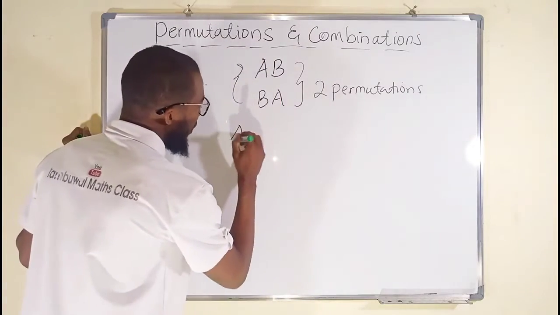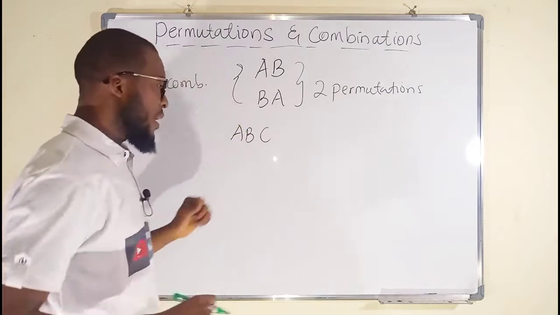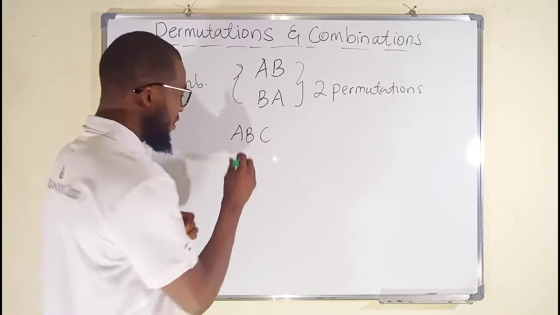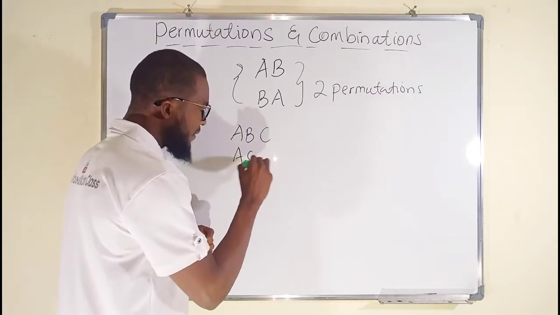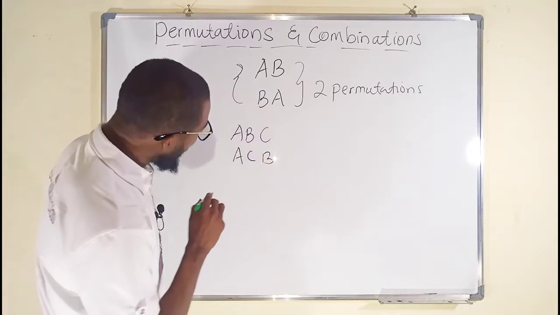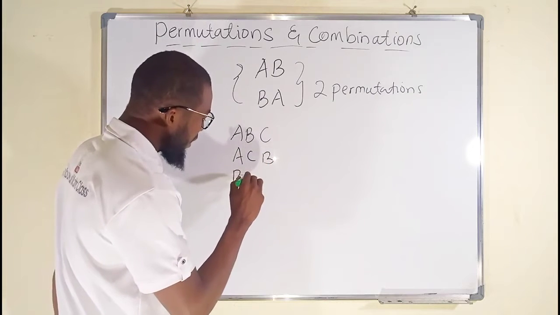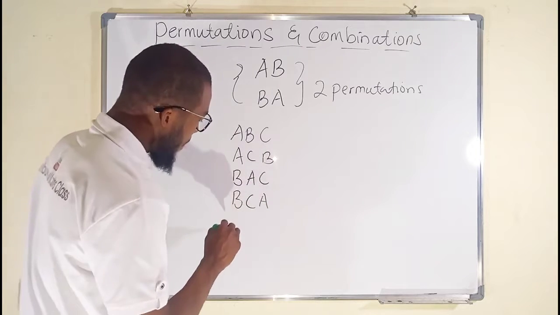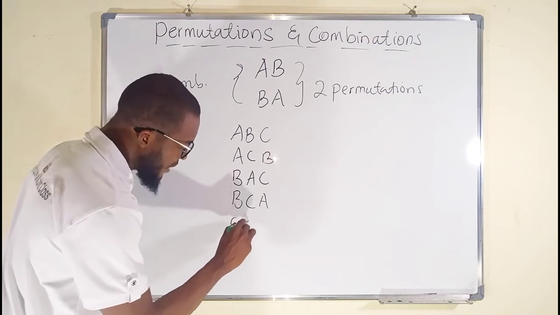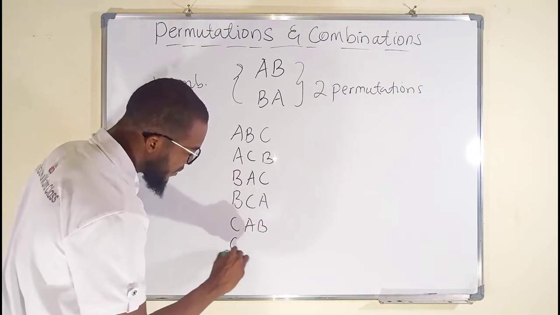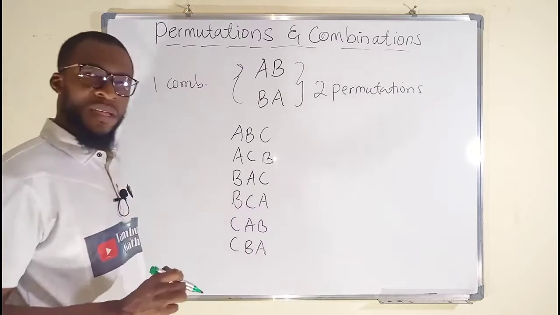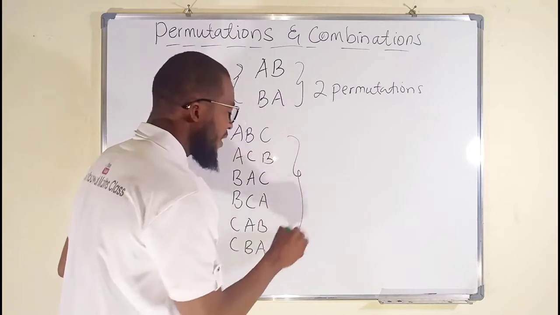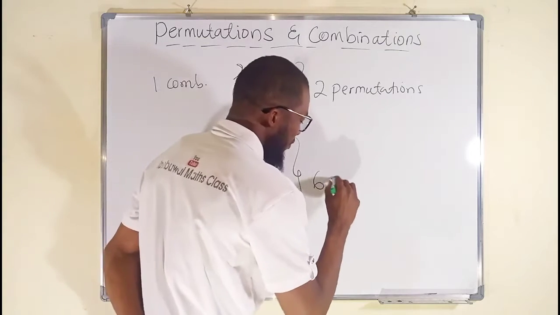Suppose we have another one, A, B, C. How many ways can we arrange A, B, C? We can arrange it as A, B, C. We can also arrange it as A, C, B. We can equally arrange it as B, A, C, B, C, A. We can arrange it as C, A, B, and finally C, B, A. How many ways? 1, 2, 3, 4, 5, 6. We have 6 different permutations.